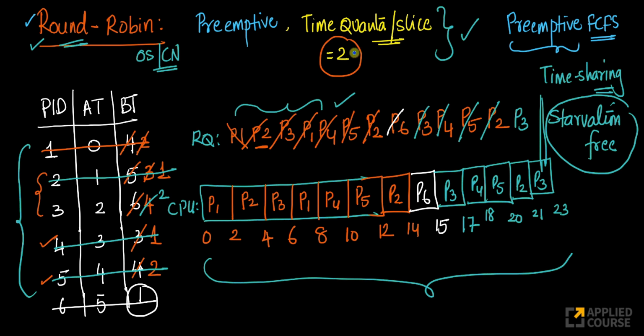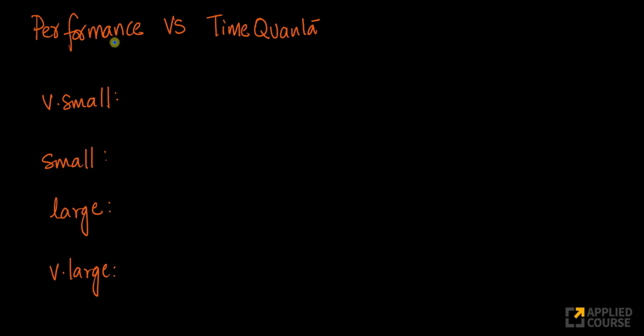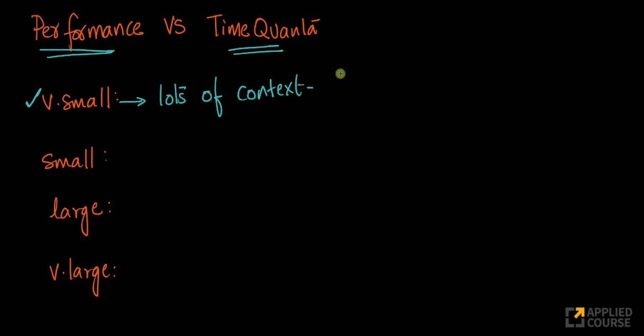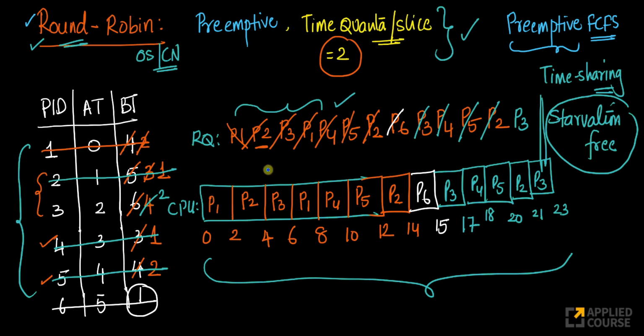Because there are different processes, and different processes require different resources. So how does performance change as you change your time quanta or time slice? Very important. If your time quanta is very, very small, let's say 0.1 milliseconds or something very small, then what happens? If it's very small, there is tons of context switching. You end up spending a lot of time in context switching itself, because every few milliseconds or microseconds, you're just going from one process to another process.